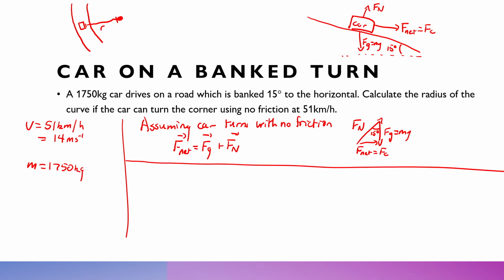Now that we've extracted all relevant information out of our question, we now need to come up with a method in order to calculate for the radius of this curve. A solution that makes sense given the data that we have is to use our formula for centripetal force. If we rearrange and solve for r, we find that the radius is equal to mv squared on the centripetal force. Now we already have m and v, the only thing that we don't have is centripetal force.